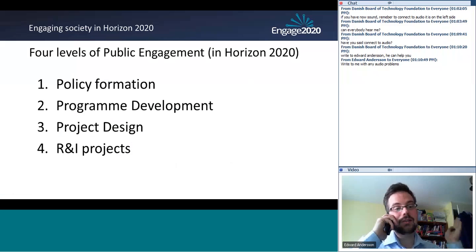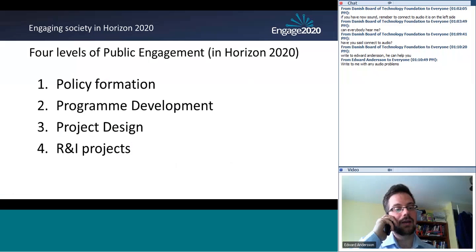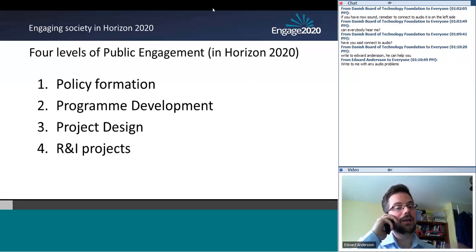So as we said, it's the 4 levels, all the way from big policy formulation, involving in programs, involving in the development of projects, and of course actual involvement in research and innovation activities. And it's interesting to note that in today's Europe, hundreds of thousands of citizens are involved directly in research and innovation projects annually. So this is really growing, it's really picking up. Next slide, please.